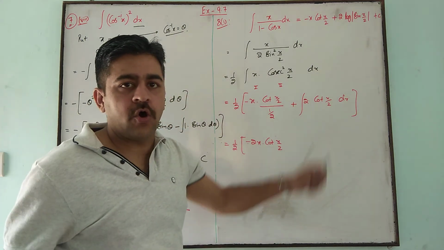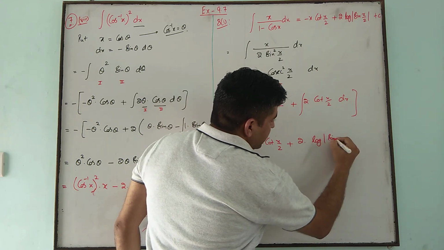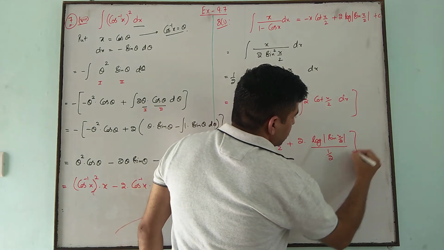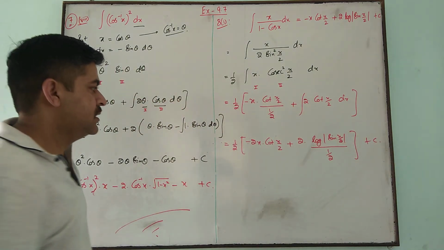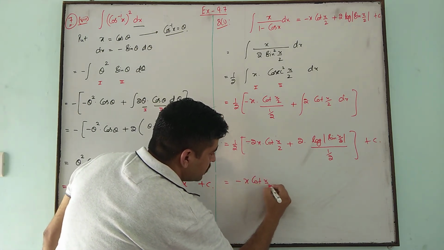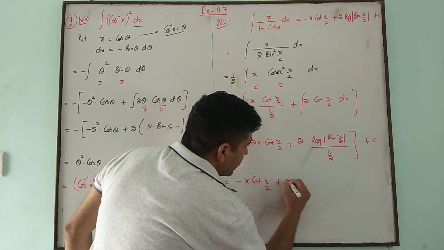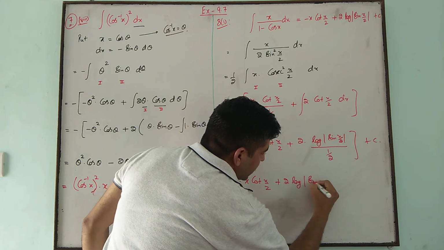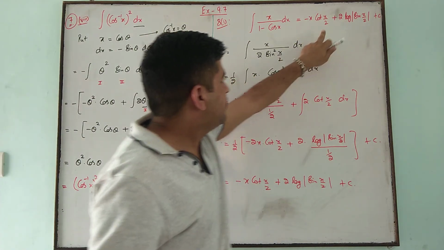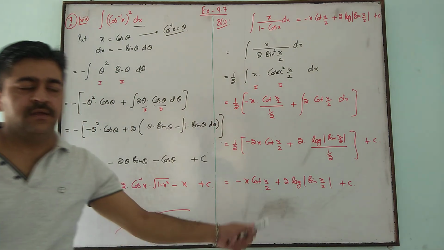Cotangent integral is log of sine, that is log of sine x by 2 divided by 1 by 2 plus c. Now just simplify, 2 and 2 cancelled out, minus x cot x by 2, and this will be 4 upon 2 which is 2, log of sine x by 2 plus c, and just check your answer. Minus x cot x by 2 plus twice of log of sin x by 2 plus c is the integral. Write it down.